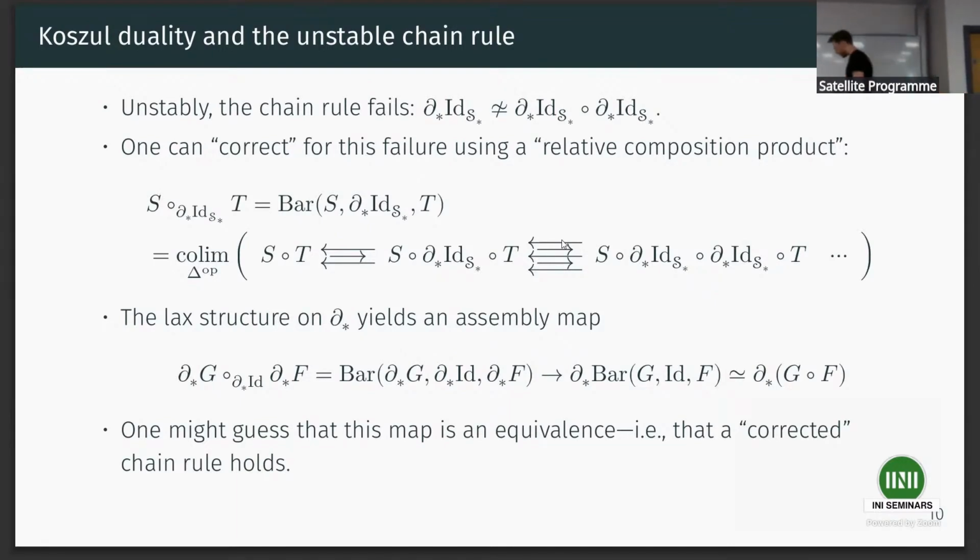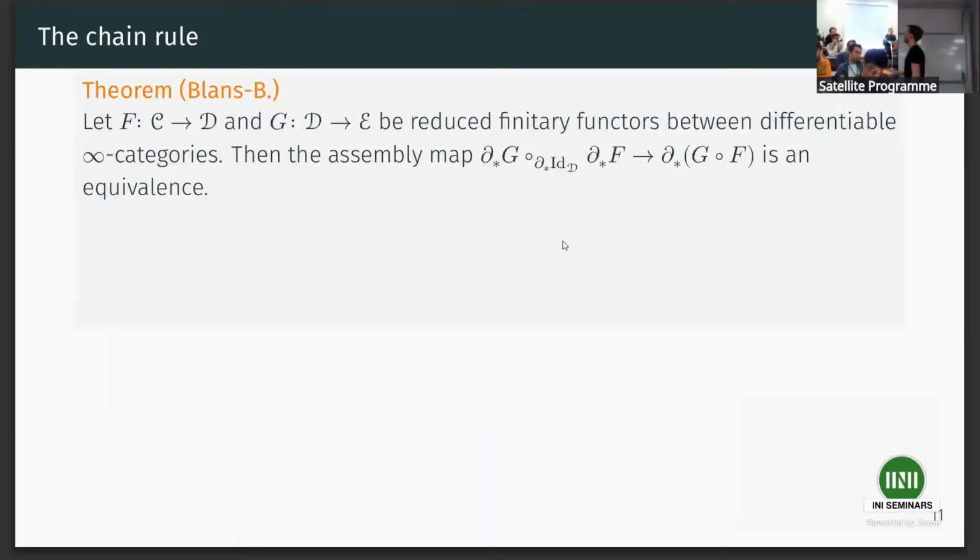And in the case where we work with pointed spaces, this was proved by Aaron Ching. Not specifically for this map, but they showed that there's this equivalence where you use the relative composition product. And in general, we showed that this is in general the case.